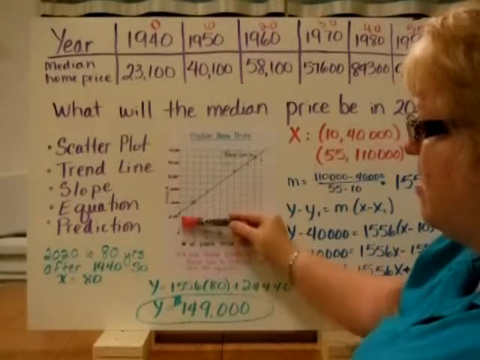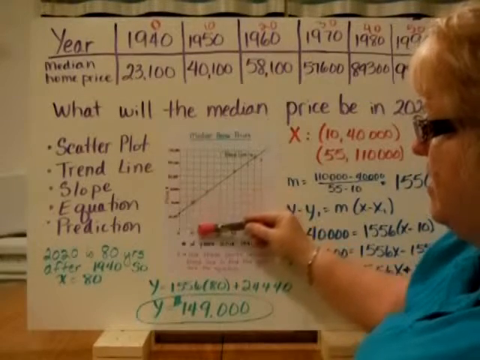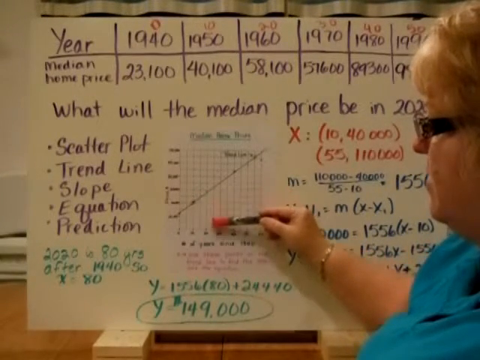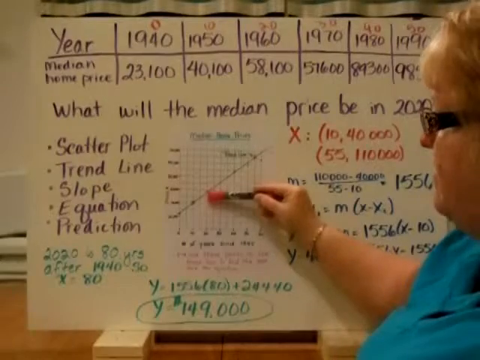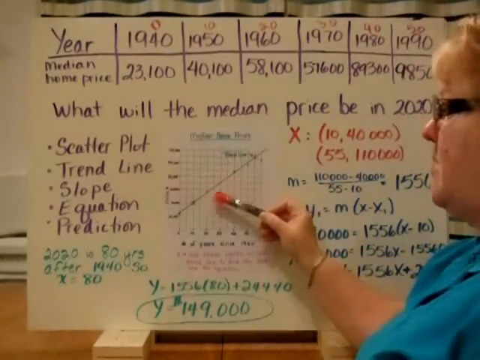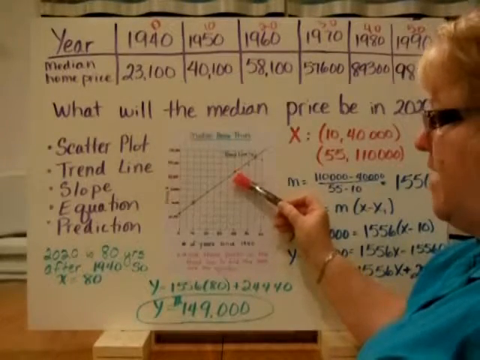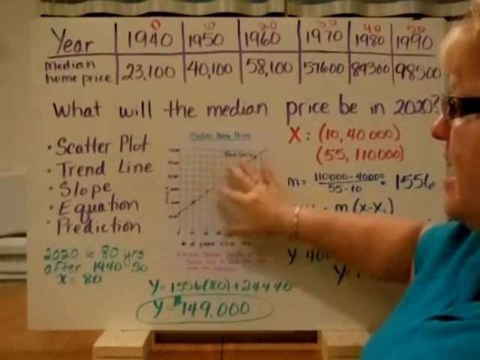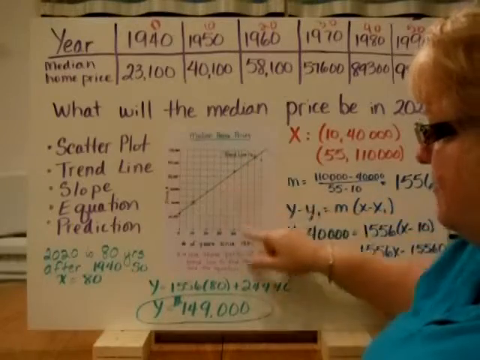So we have our 0, 23,100, 10, 40,100, 20, 58,100. You notice that these points are close to a straight line, but they don't all fall on the line. That's why this is called a scatter plot, because the points are scattered.